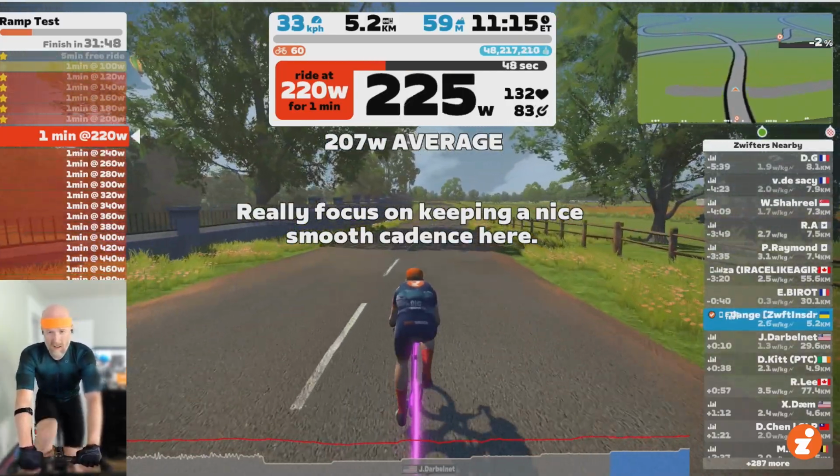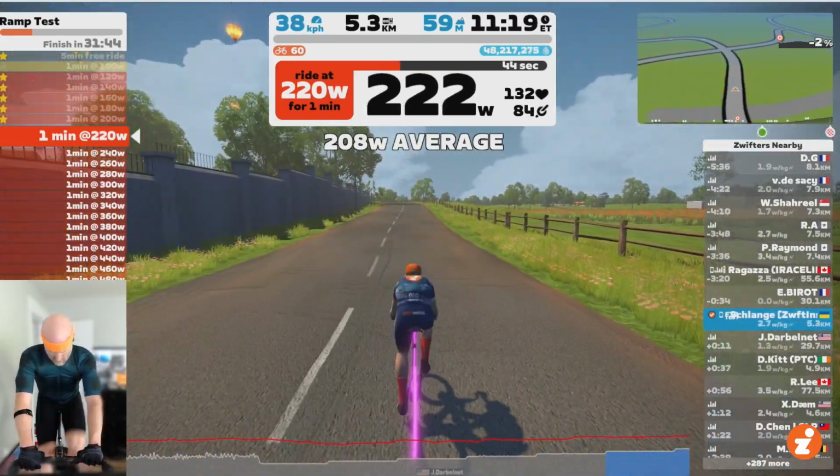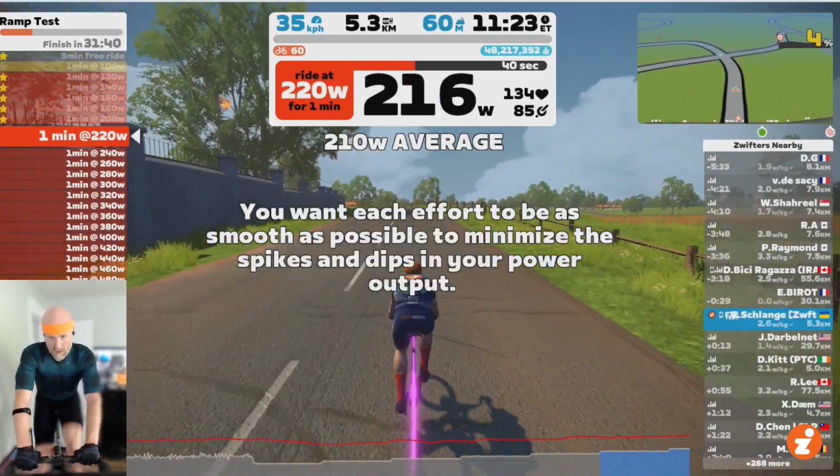All right. Starting to feel like I'm actually pedaling now. Heart rate slowly coming up.